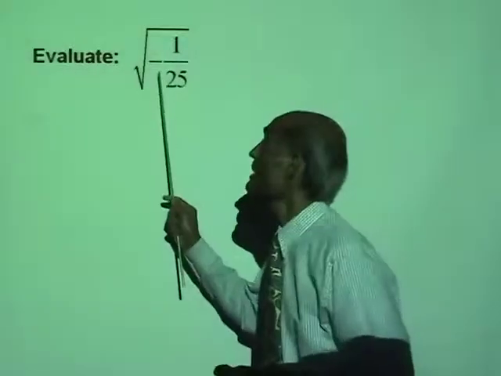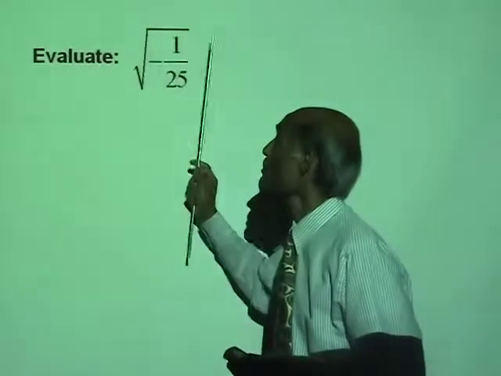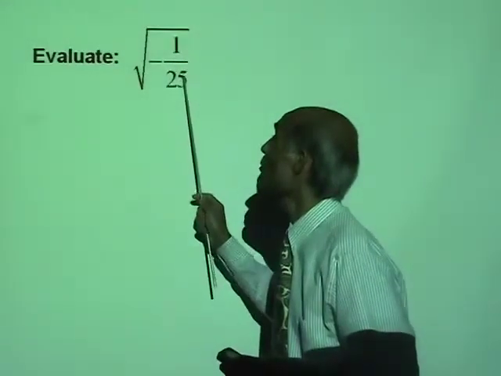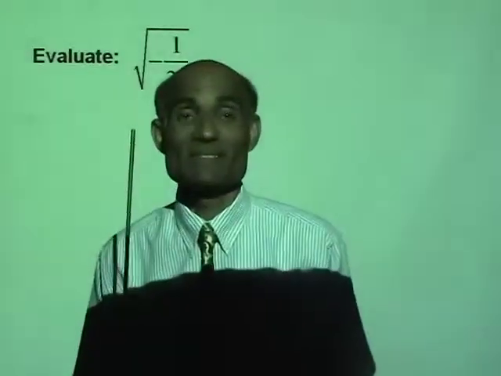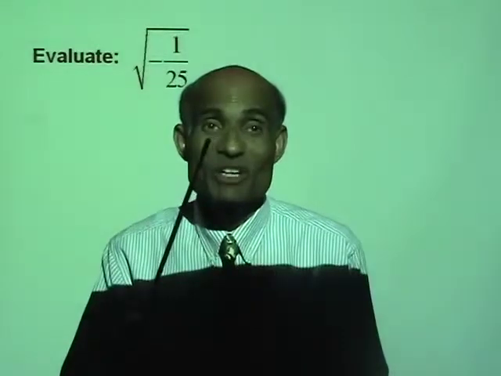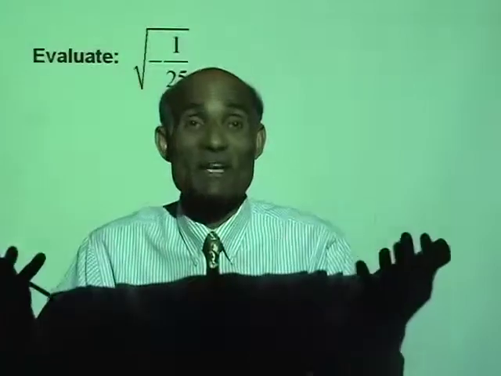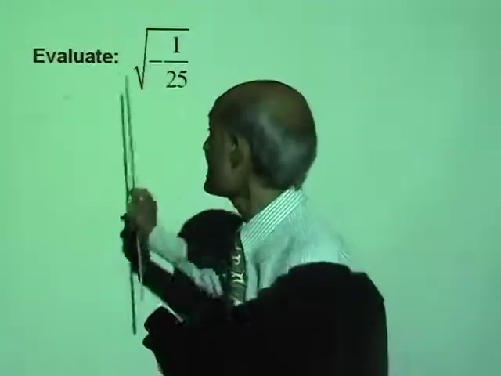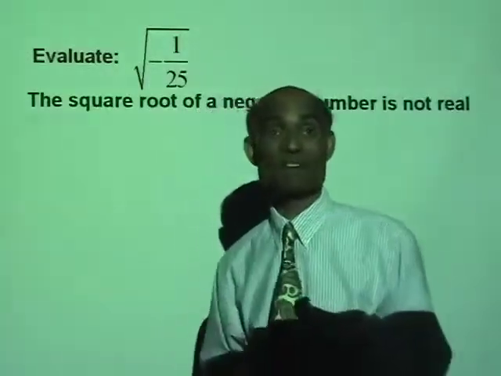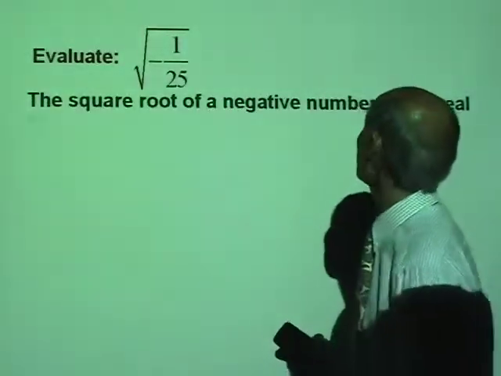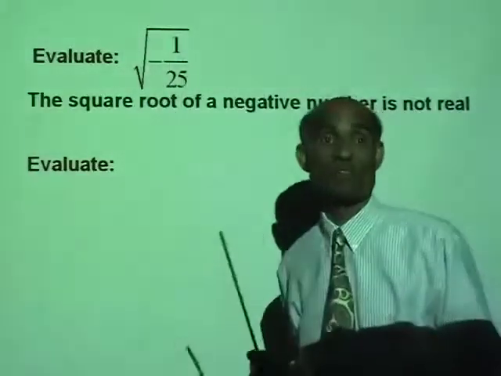Let me see if anybody will give me the answer for this. Find the value of square root of negative 1 over 25. What do you think? I want you to give me the answer. Square root of a negative number is undefined. Is that right? You see, that negative sign is inside the square root. That makes it undefined. Square root of a negative number is not real. Therefore, there is no answer for that.